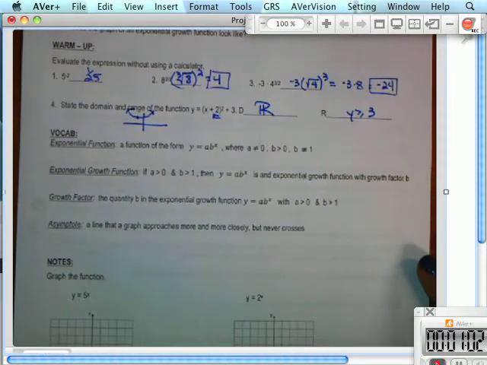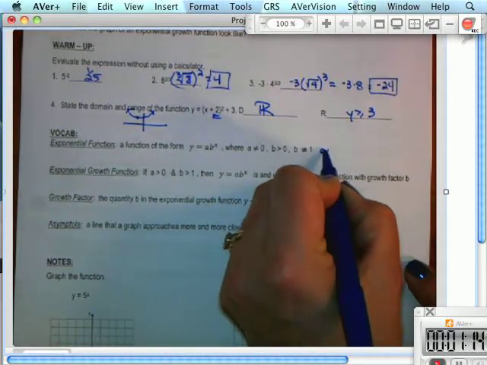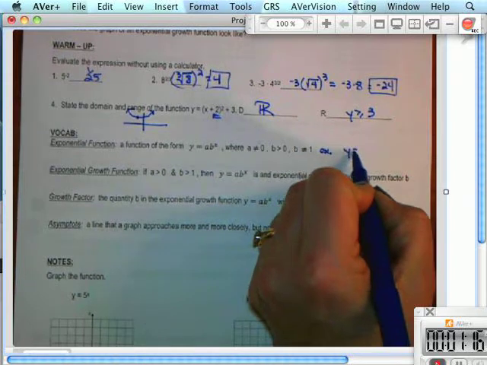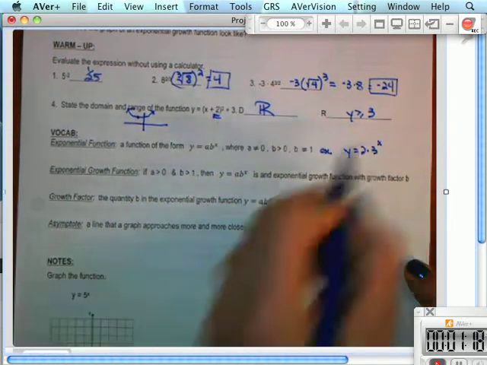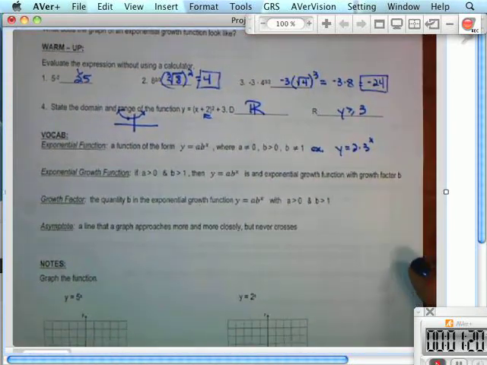Exponential function, are you ready? It's when the variable is the exponent. That's what an exponential function is. So, for example, an exponential function could look something like this. There's an example of an exponential function. The variable is the exponent.